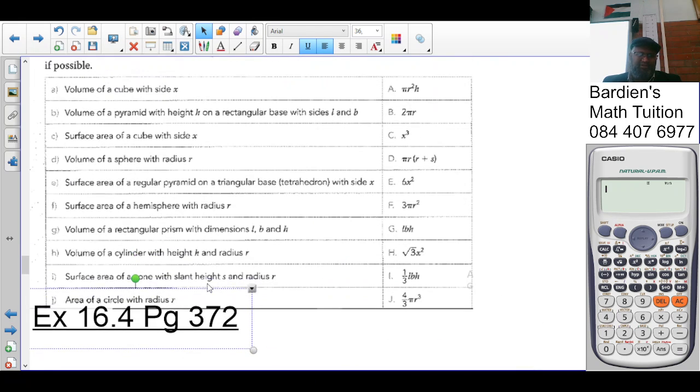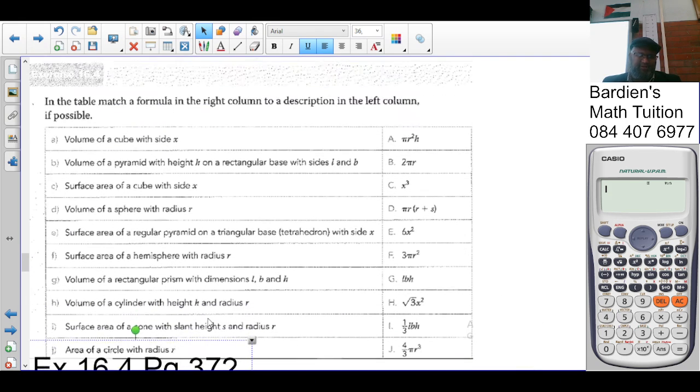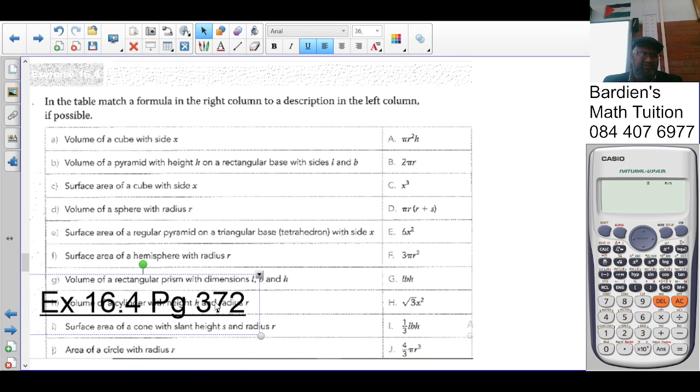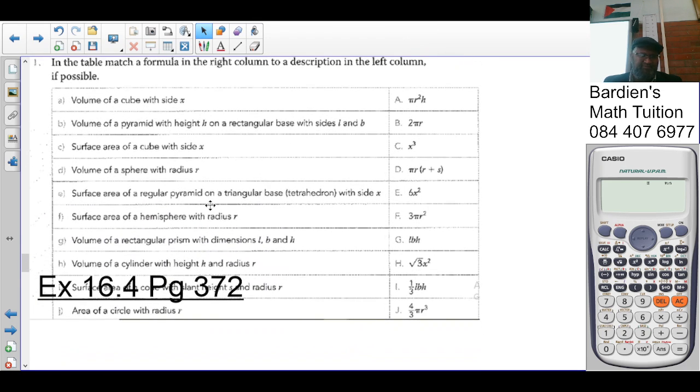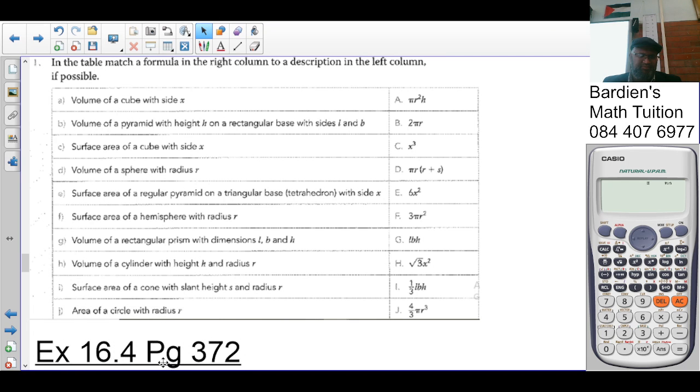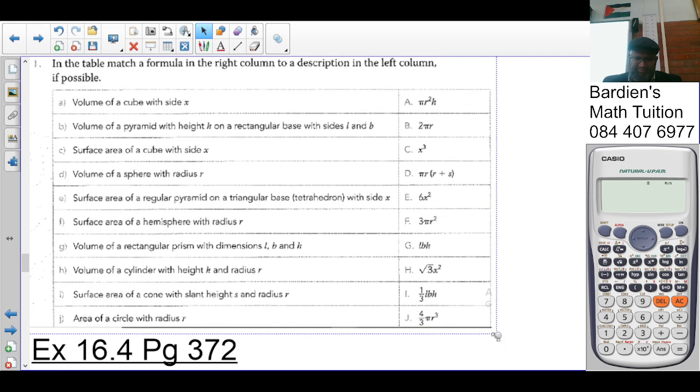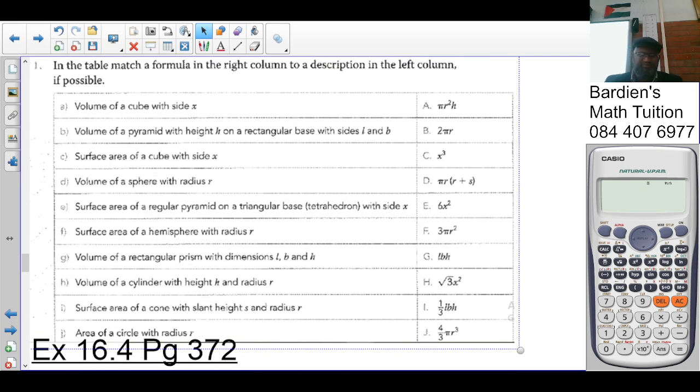Okay, so we are told here the formula, okay, wait. In the table, match the formula in the right column to the description in the left column if possible. Number 1.